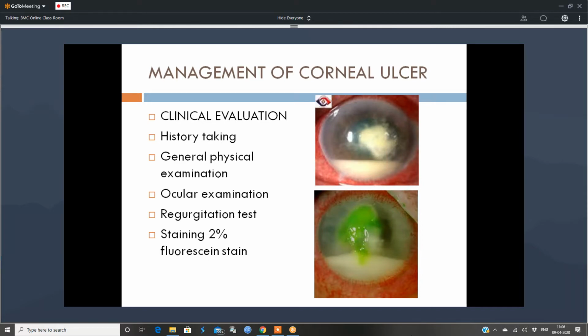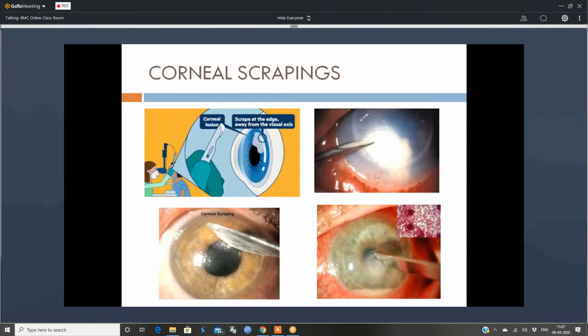If at all there is a purulent or mucopurulent regurgitation, it means that there is chronic dacryocystitis. In the presence of chronic dacryocystitis, whatever treatment you give to the corneal ulcer, it does not heal because there is a very close nidus of infection very close to the eye. Okay, so with this clinical knowledge, we proceed to the lab investigations.